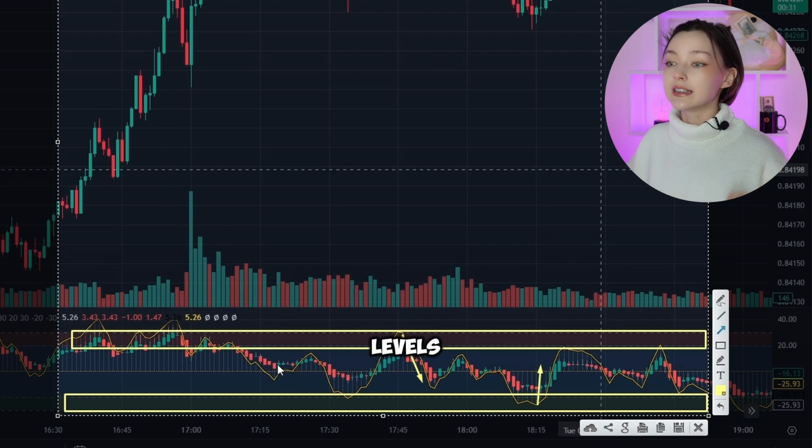These areas are levels of overbought and oversold chart conditions. The oversold area is at the bottom, and if the price reaches this area, an upward pullback may be expected. The overbought level is at the top, and if the price enters this area, it is likely that the price will reverse back down.